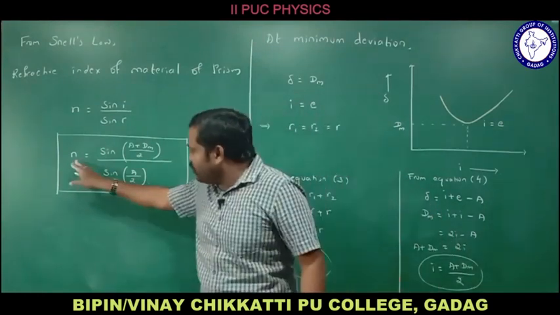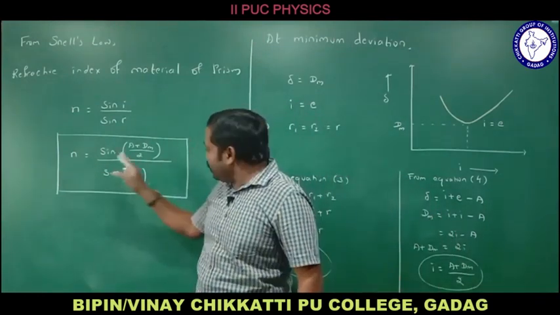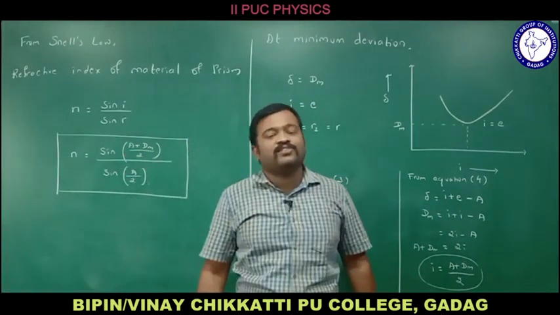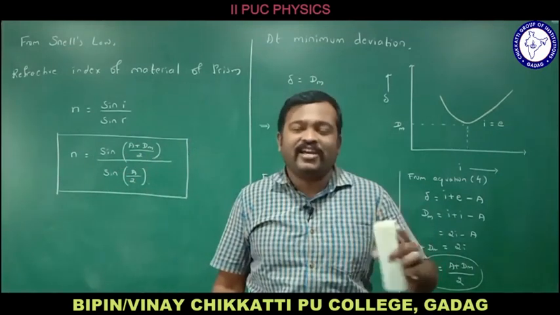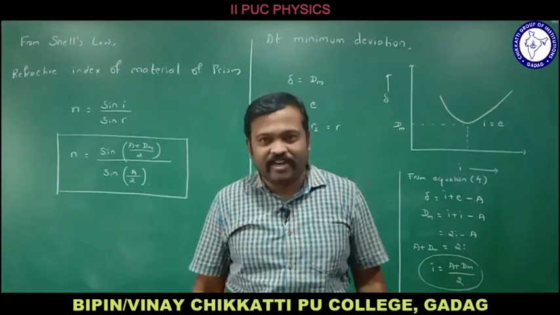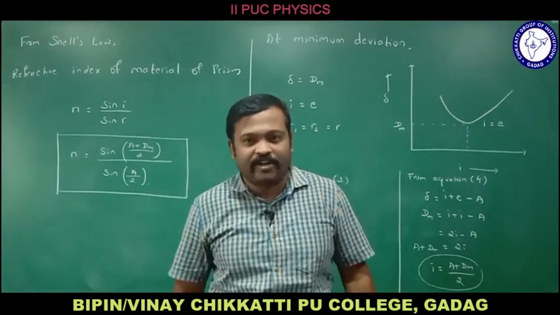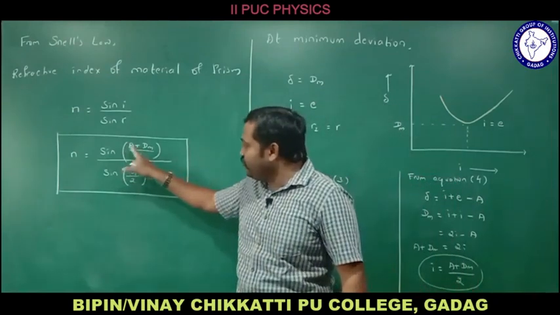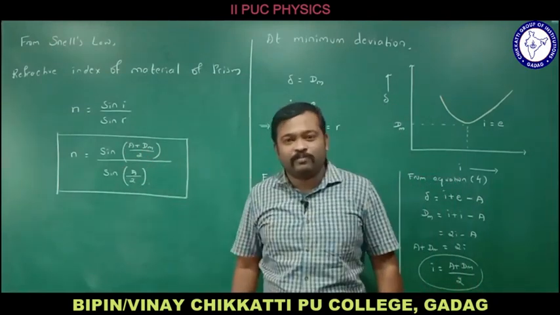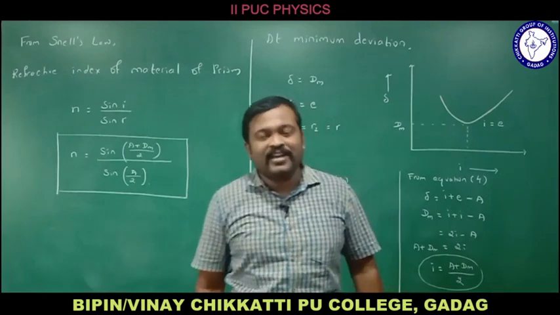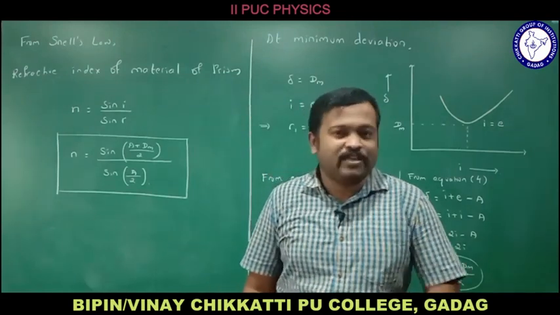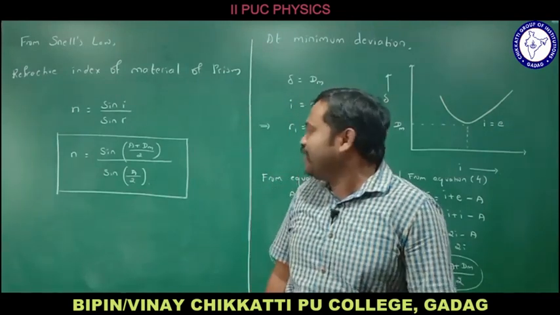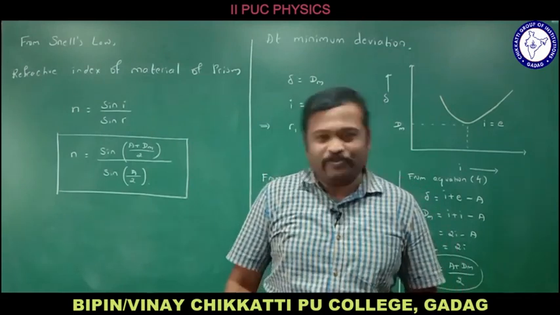So this is the refractive index of prism formula in terms of A and dm, in terms of angle of prism and angle of minimum deviation, right? So this is a 5 marks derivation here, right? So derive the expression for refractive index of prism in terms of angle of minimum deviation and angle of prism, and we got with this expression n is equal to sin of (A plus dm) divided by 2 divided by sin of A divided by 2, right?